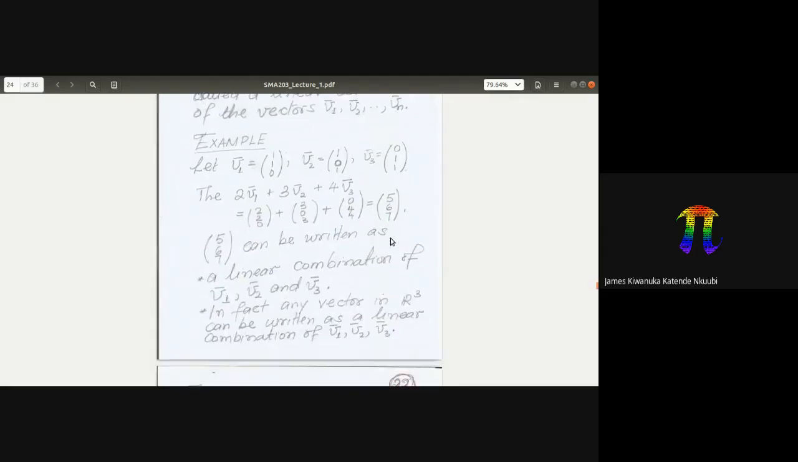Let's look at another example. Let's say v1 is equal to 1, 1, 0, v2 is equal to 1, 0, 1, and v3 is equal to 0, 1, 1. So this is the vector space R3. The vectors are from there. We can get a linear combination of these three vectors, 2v1 plus 3v2 plus 4v3. And when we work it out, we get a new vector, 5, 6, 7. So we've been able to obtain a new vector just by getting a linear combination of the three vectors.